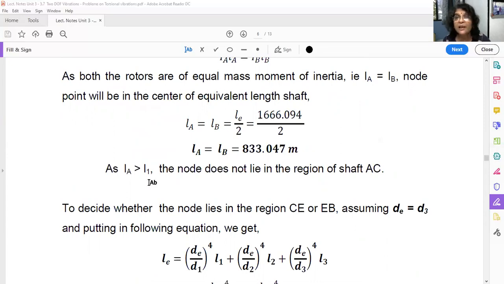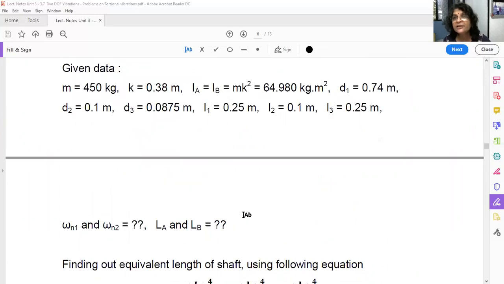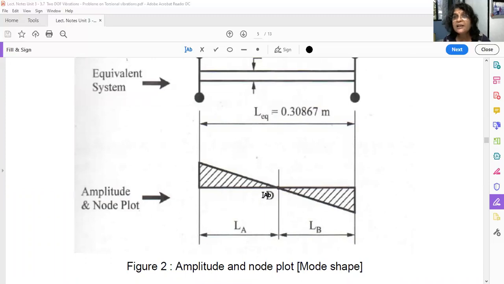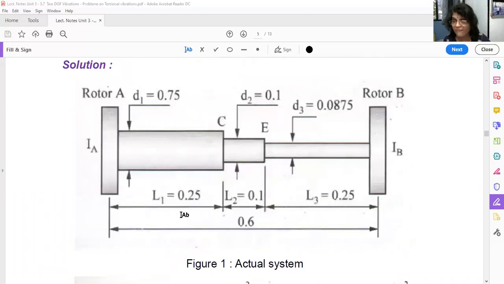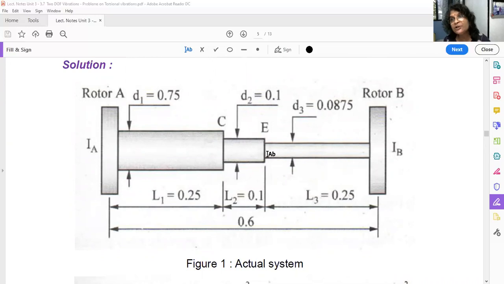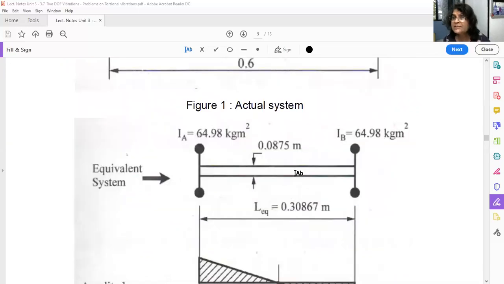Now see, as LA is greater than L1, the node point does not lie in the region of AC. This is your LA, which is 833 point something meter, and which is greater than this L1. See, this is your L1, L2, L3. Actually, your shaft length is 0.6 meter only, but your virtual length, that is the equivalent length, is coming 1666 meter. So if we consider D1 as an equivalent shaft, we don't get the actual position of the node point in the actual system. Definitely we get it here, but this is the equivalent system.